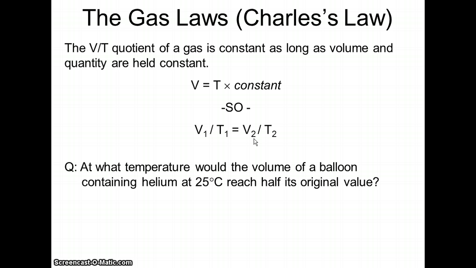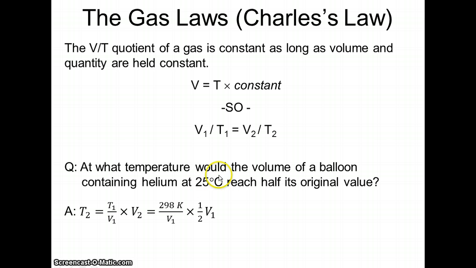At what temperature would the volume of a balloon containing helium at 25 degrees Celsius reach half its original value? And so we're looking for a temperature when the volume will shrink by half. So we're looking for T2. So we will rearrange this to solve for T2. That says that T1 over V1 times V2 is going to give me the new temperature. Substitution will be allowed here. We've got 25 degrees Celsius.